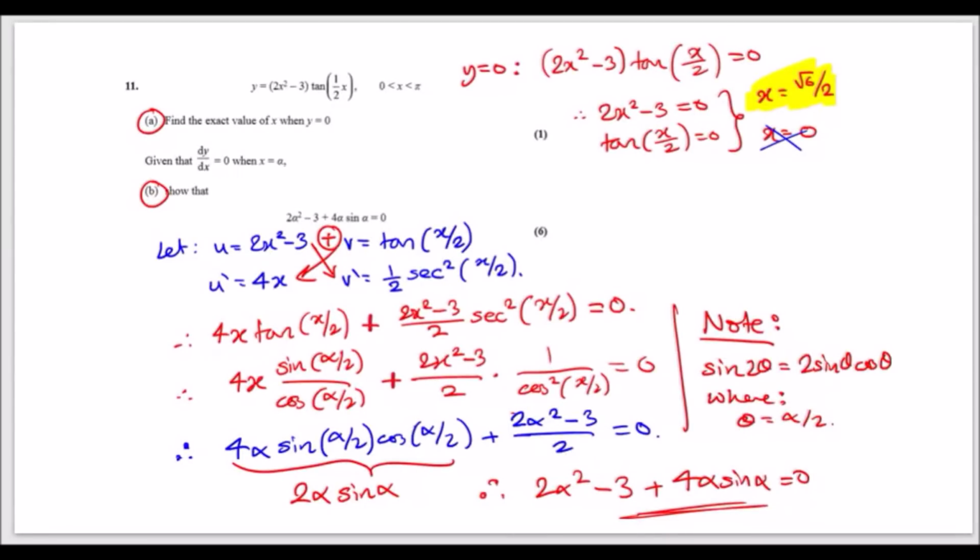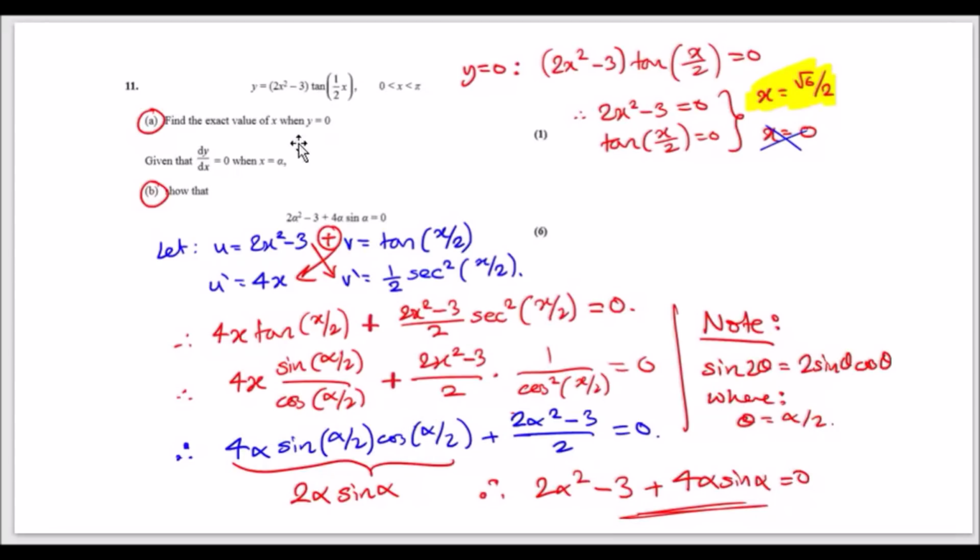Okay. Oh, now this is thick. All right, number 11. y equals 2x squared minus 3 times tan half x. Okay. Oof. I remember doing this. Find the exact value of x when y is 0.